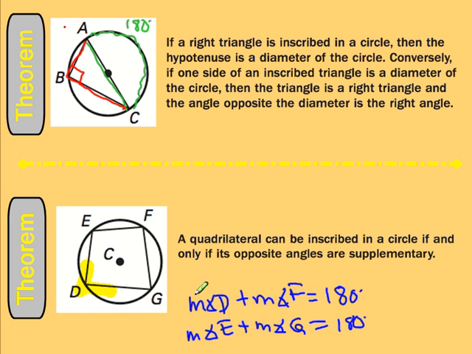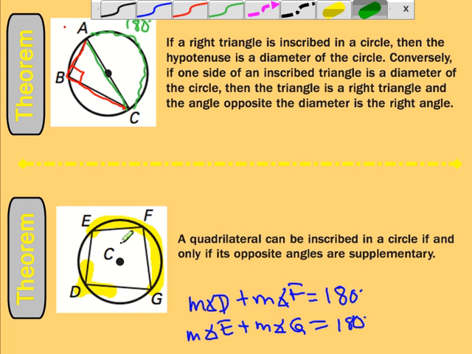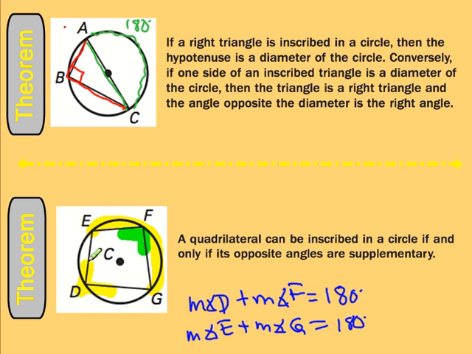So angle D is going to end up having this intercepted arc. And if we look at angle F, it has this intercepted arc. Together, these two arcs make the whole entire circle. And if these angles have to be half as much as the arcs that they intercept, that means that they're going to have to add up to 180 degrees.